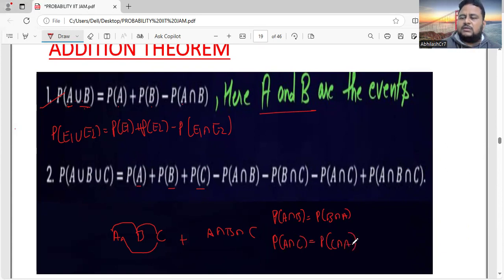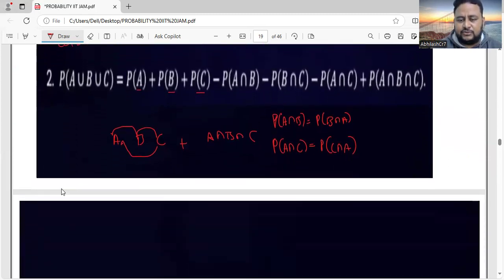There is nothing different in that. Suppose I ask what is common between A and B. It is the same as asking what is common between B and A. Suppose I ask what is common between A and C. It is the same as asking what is common between C and A. So I can write it like this. You have to remember these two formulas; they are highly important. Basically, they ask for two events, but in some cases they may ask for three events. So the first and second formulas you have to definitely remember, and based on that they are going to ask the questions. All right, friends, let us move forward. This is the addition theorem. I hope it is clear to you.